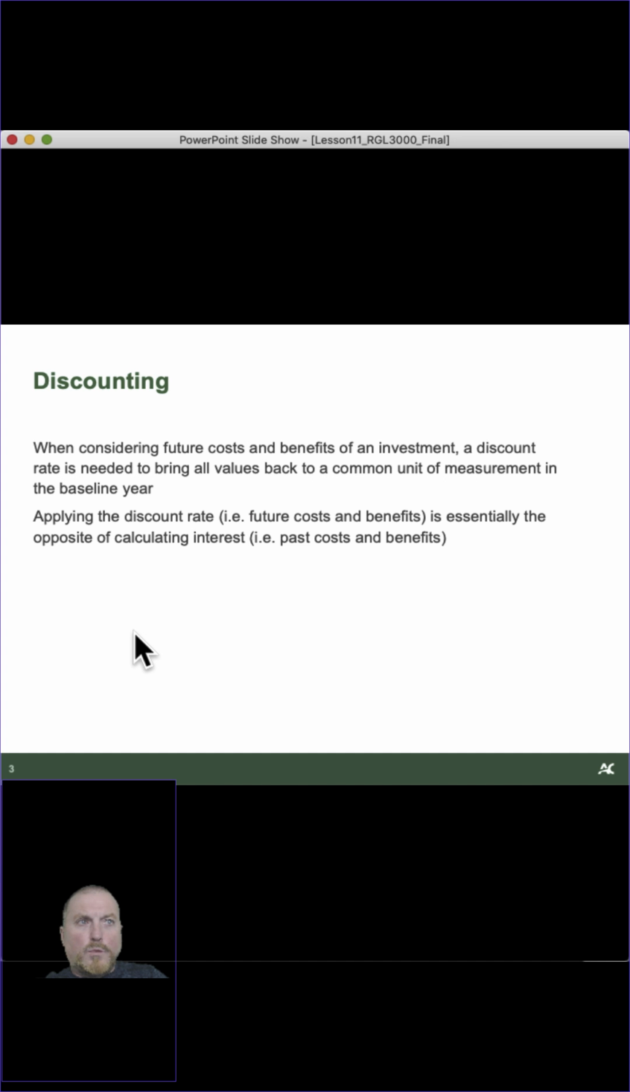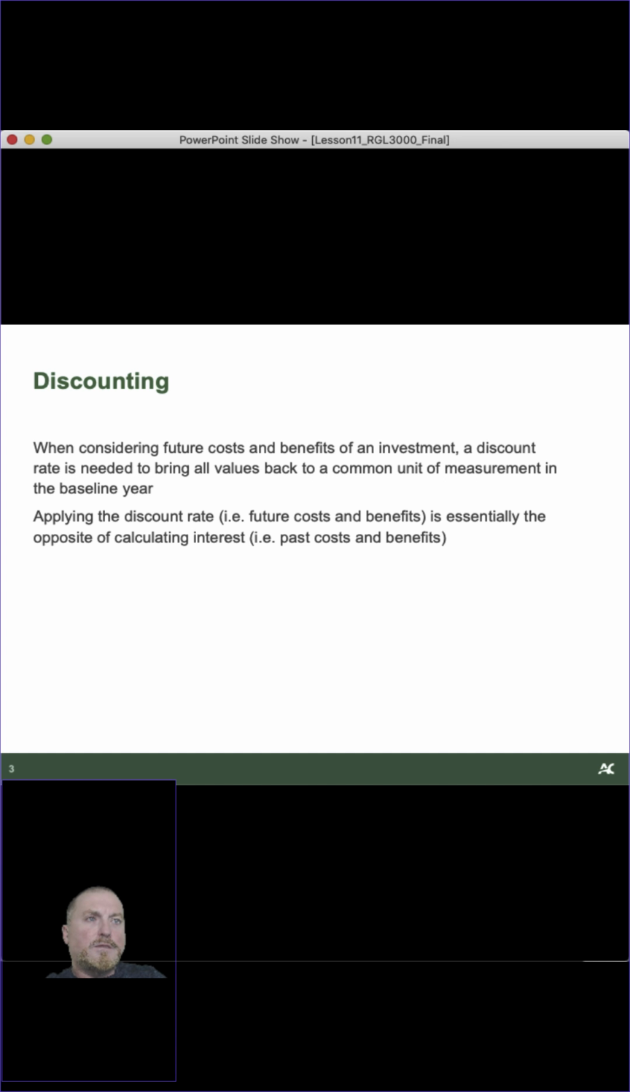So discounting, what is it? When we're considering future costs and benefits of an investment, a discount rate is needed to bring all values back to a common unit of measurement in the baseline year. We've discussed this before, right? We do realize that $100 today is not $100 a year from now. So we apply a discount rate such that future costs and benefits are brought back to the same units of measurement we've used in our baseline.